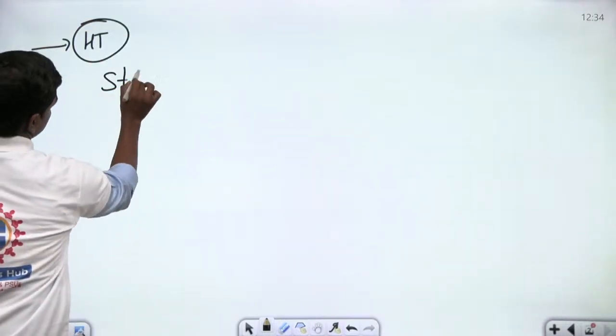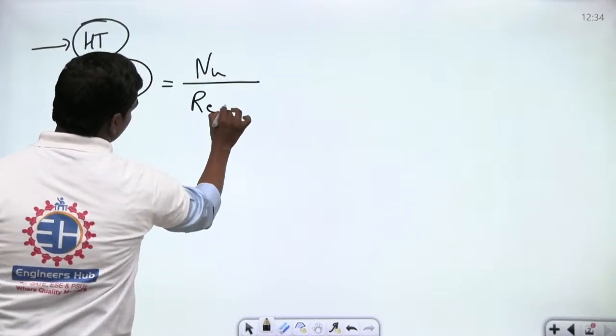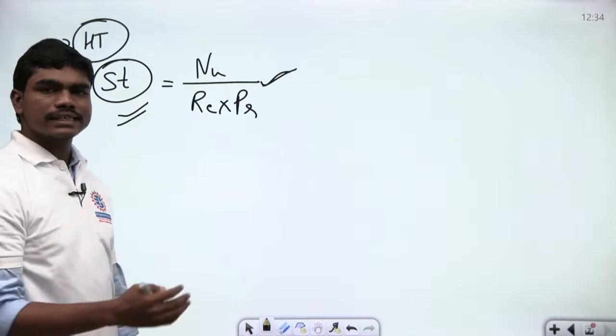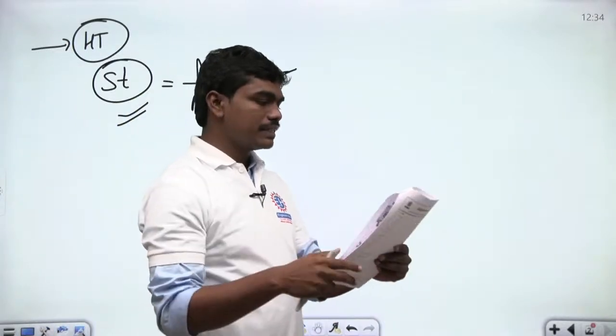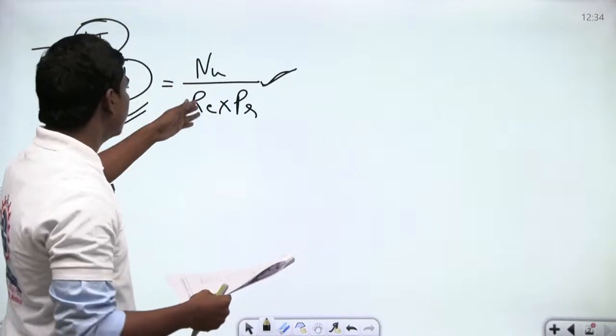Now they have asked one question about this heat transfer dimensionless number. They have asked about Stanton number, and you know the Stanton number is nothing but Nusselt number divided by Reynolds number into Prandtl number. This is the correct expression for the Stanton number. It's directly the formula, so you can just write Stanton number is equal to Nusselt number divided by Reynolds number into Prandtl number, so Nu by Re into Pr.